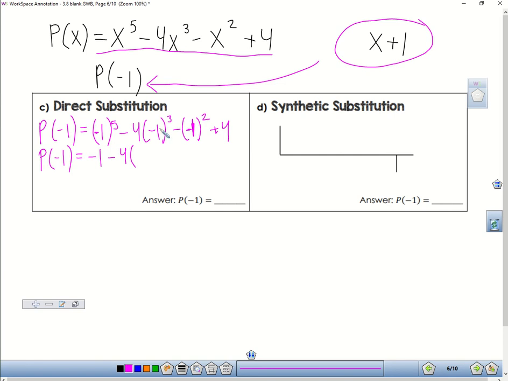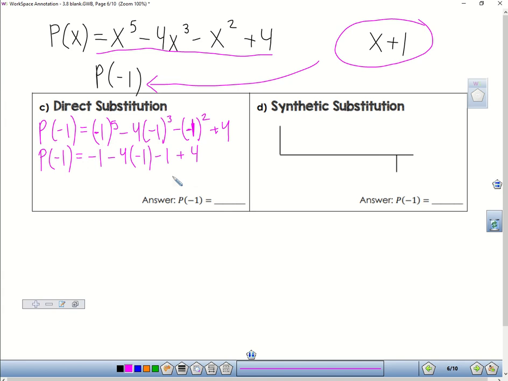-4 times, what's -1 to the 3rd power? -1. And now, what's -1 to the 2nd power? +1. But there's a negative sign on the outside, so it's going to become a negative. It becomes positive, and then it becomes negative again, only because of that negative sign on the outside. And then we bring down the +4, like that.